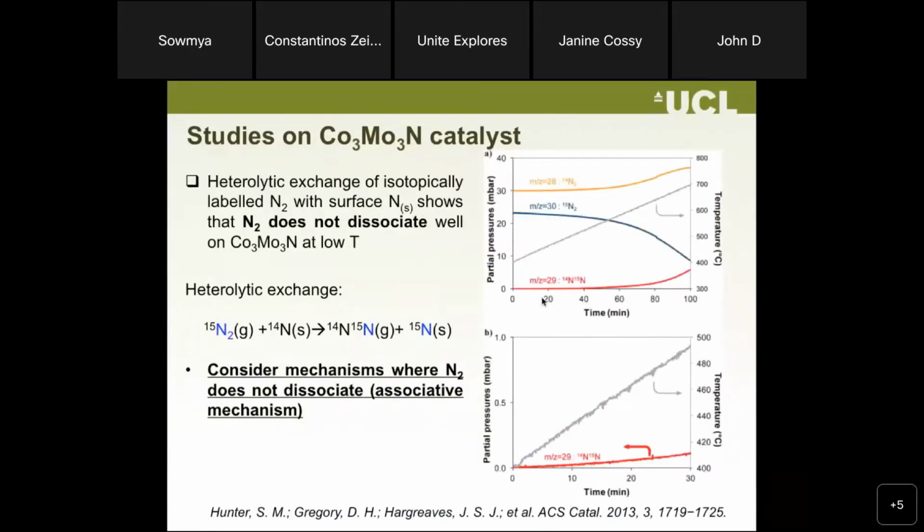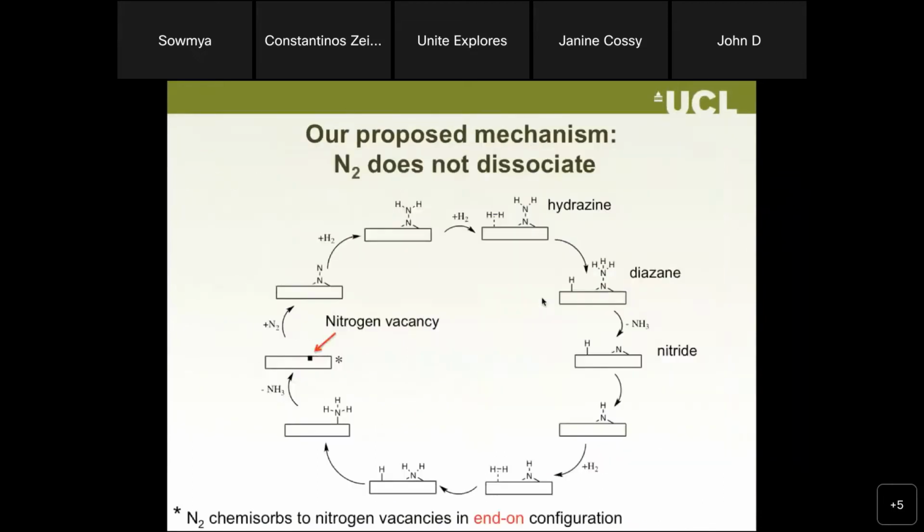We had some experimental evidence from isotopically labeled nitrogen experiments done by our collaborator, Justin Hargreaves at the University of Glasgow. They basically found that we need to consider a mechanism in which the nitrogen does not dissociate, so there should be an associative mechanism. Our first idea was then to design a reaction mechanism in which you don't have the dissociation of nitrogen.